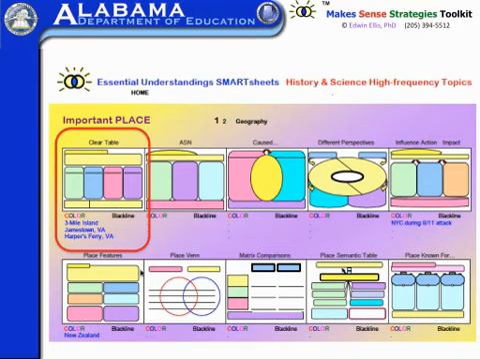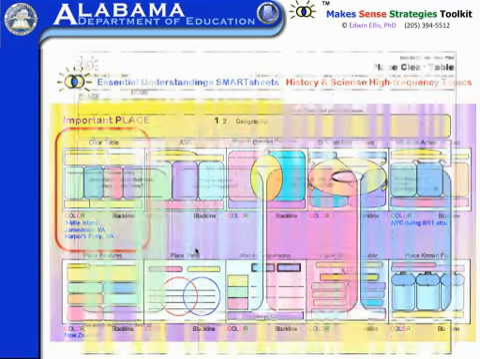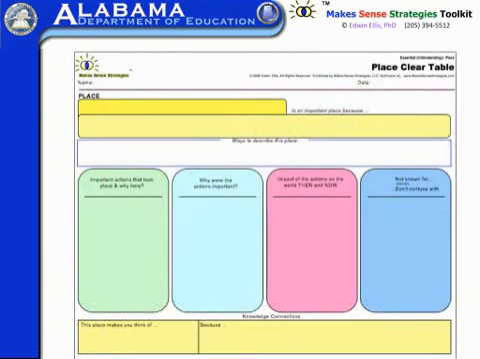Now this one is on an important place. So we're no longer dealing with a person or a group of people. This is a page that deals with smart visuals that all have prompts that focus attention on essential understandings of an important place. So since we're dealing with a place, it looks similar to the others we've seen, but the prompts are different.